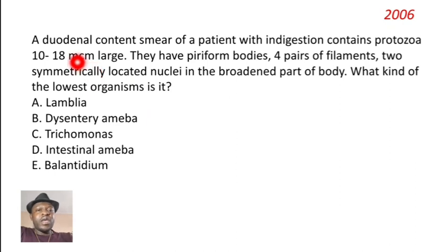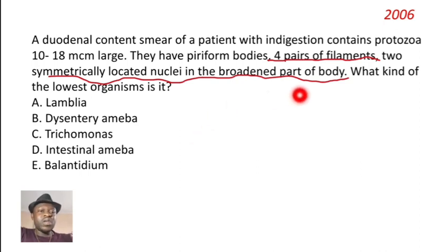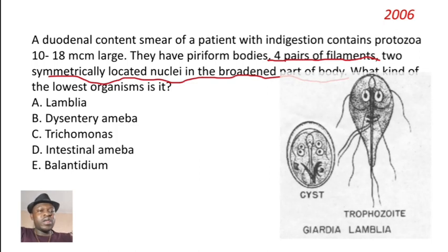Okay, next question. A duodenal content smear of a patient with indigestion contains protozoa of 10 to 18 micrometers large. They have pyriform bodies, 4 pairs of filaments, 2 symmetrically located nuclei in the broadened part of the body, right? What kind of lowest organism is this? This one is Giardia lamblia, or just lamblia, right?